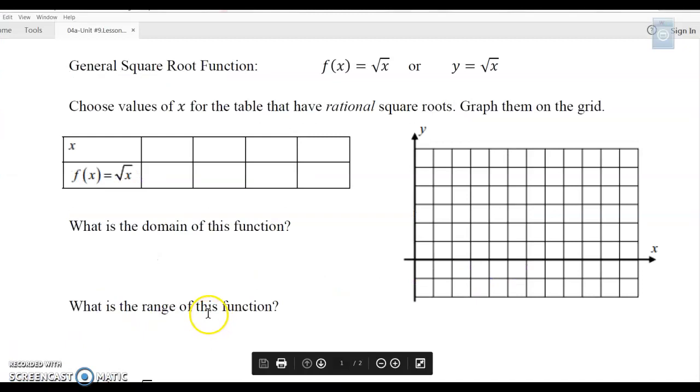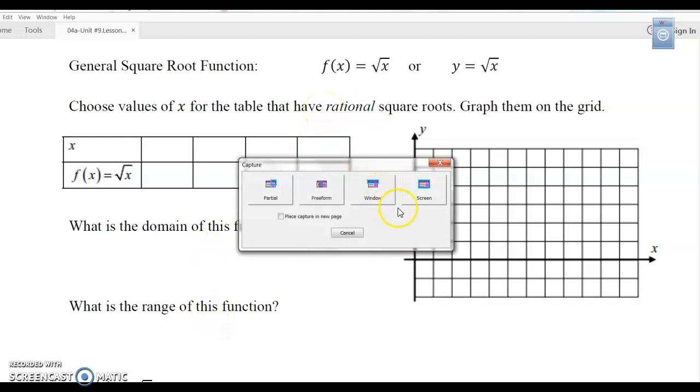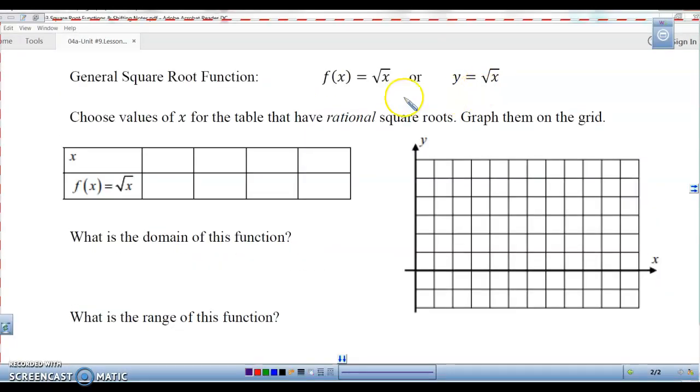Okay, now let's look at the general square root function, which is f of x equals the square root of x, or y equals the square root of x. You can use it either way because f of x and y mean the same thing. All right, choose values of x for the table that have rational square roots and graph them on the grid. Basically, when they have rational square roots, you want a square root that comes out to be a nice real number, which would be any number that can be made into a fraction.